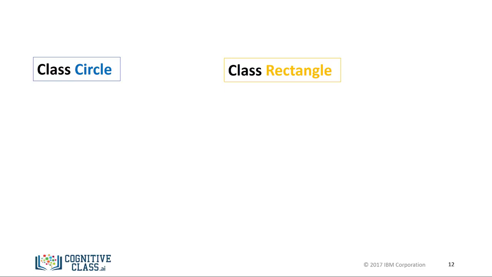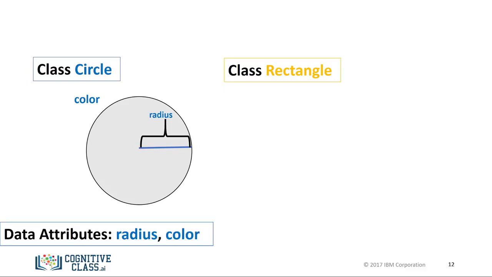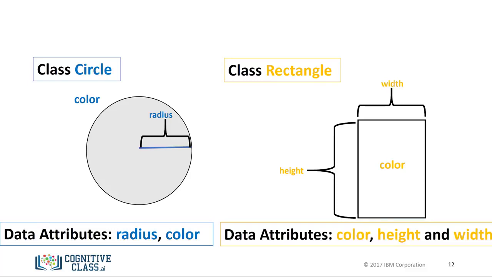Let's think about what constitutes a circle. Examining this image, all we need is a radius to define a circle, and let's add color to make it easier to distinguish between different instances of the class later. Therefore, our class data attributes are radius and color. Similarly, examining the image in order to define a rectangle, we need the height and width. We will also add color to distinguish between instances later. Therefore, the data attributes are color, height, and width.